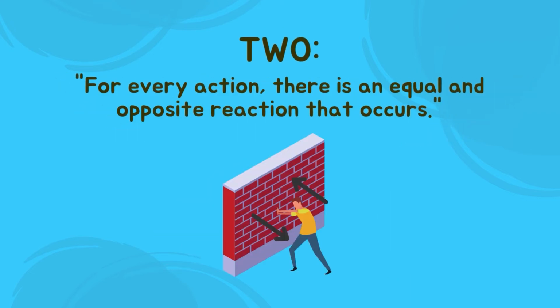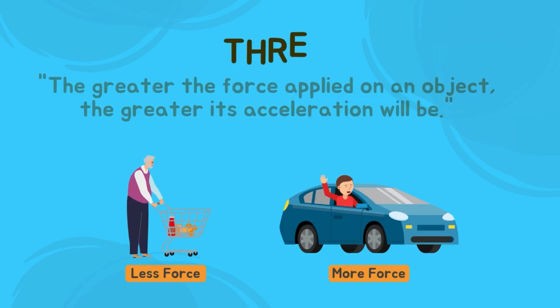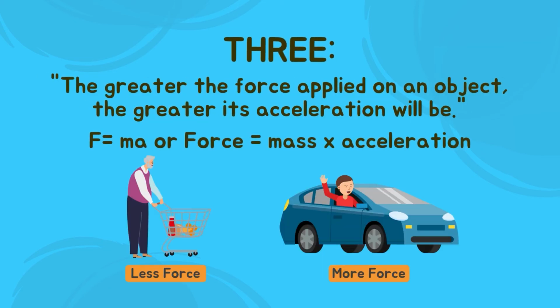Newton's second law of motion states that for every action, there is an equal and opposite reaction that occurs. For example, when we push against a wall, the wall exerts an opposite force that does not let the wall move. Newton's third law of motion states that the greater the force applied on an object, the greater its acceleration will be. This is explained further using the formula F equals ma, where F is the force, m is the mass, and a is the acceleration. The force is directly proportional to acceleration. If the force decreases, so will the acceleration. If the force increases, so will the acceleration.